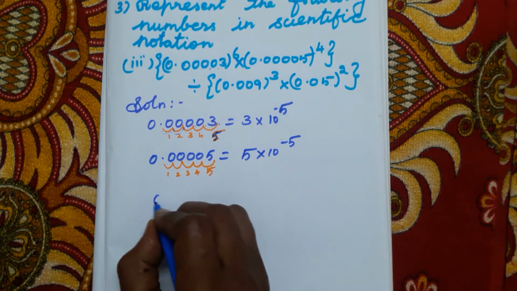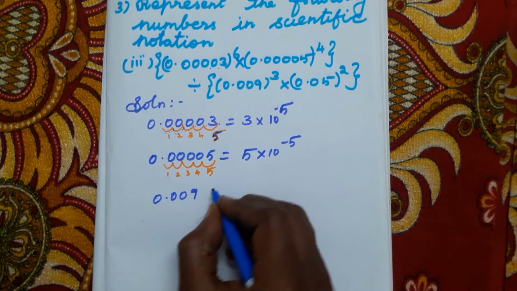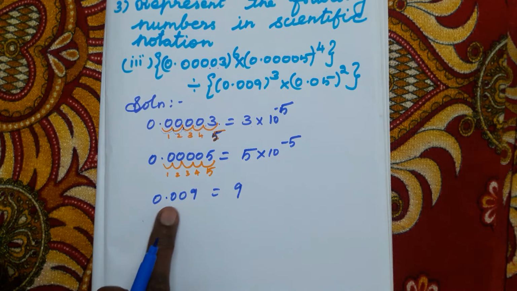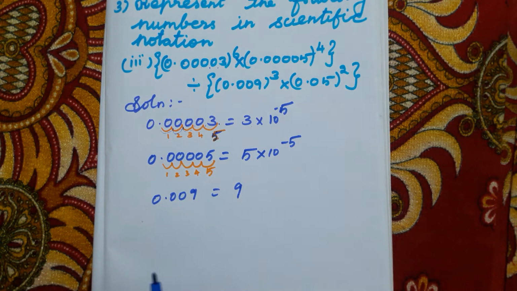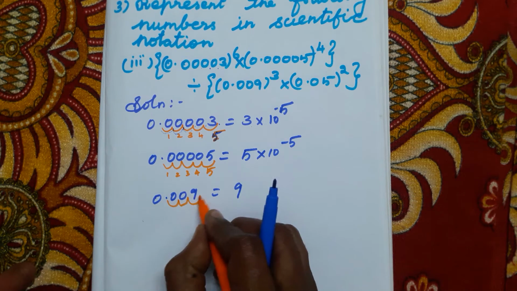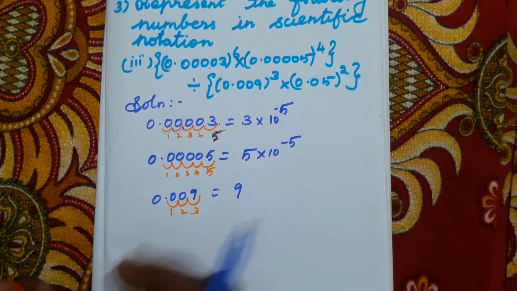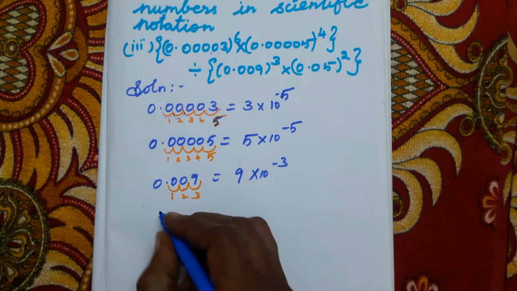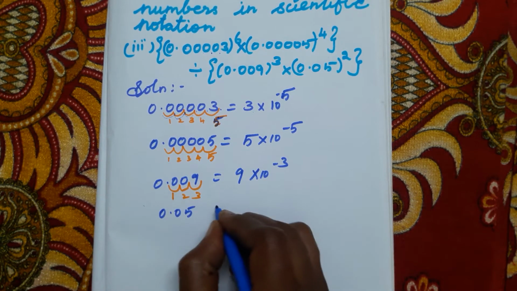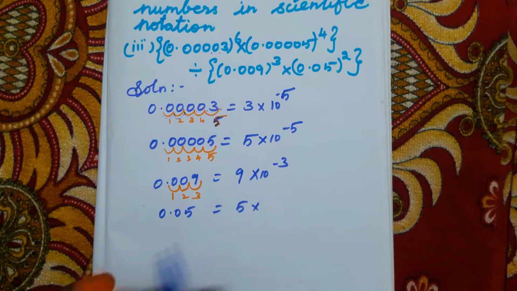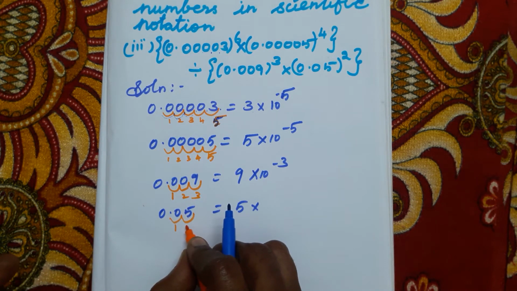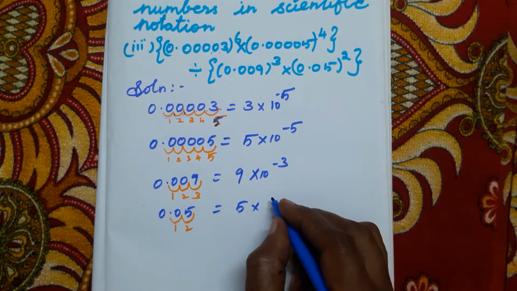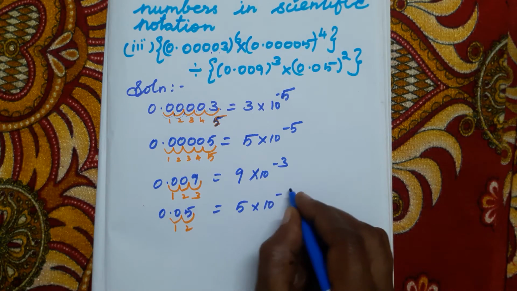Next, 0.009 is equal to, decimal point. Here how can we write it in scientific notation? 9 into 1, 2, 3, 10 power minus 3. Next, 0.05 is equal to 5 into 1, 2. 2 places, 2 digits. We are moving the decimal point to the right side. So we can write 10 power minus 2.